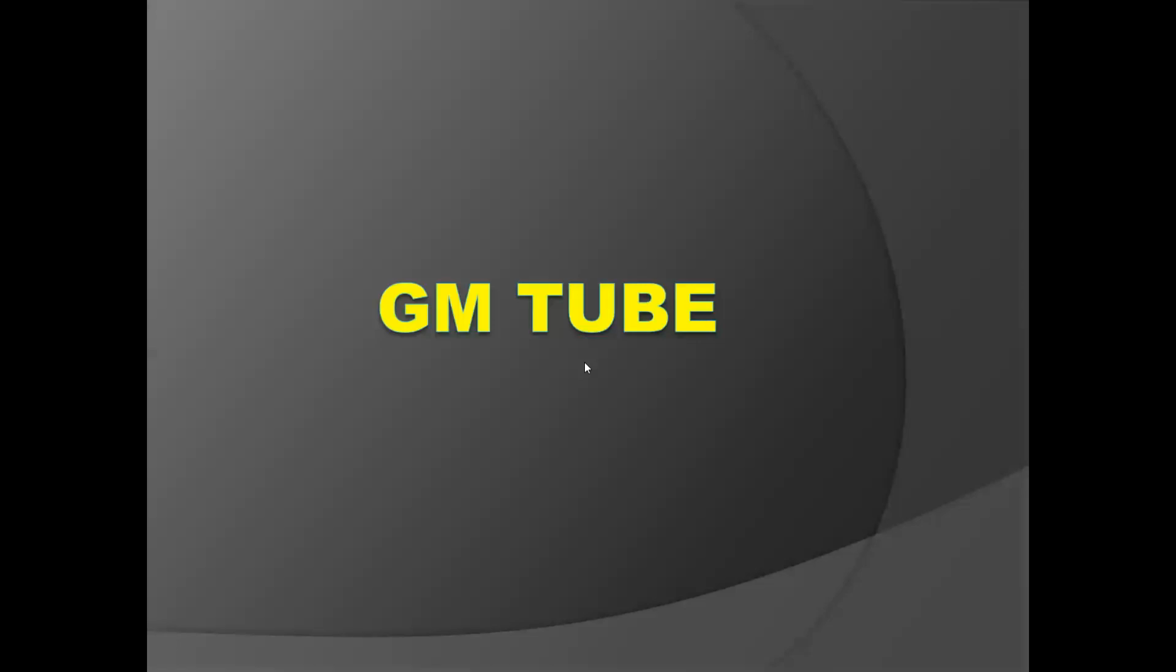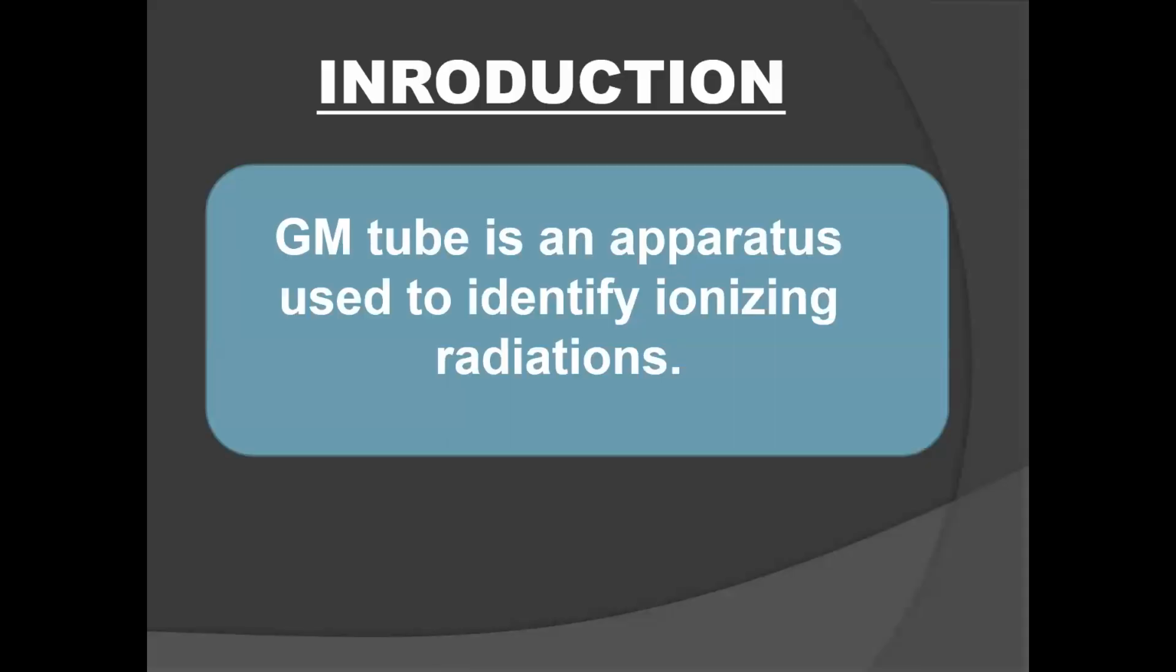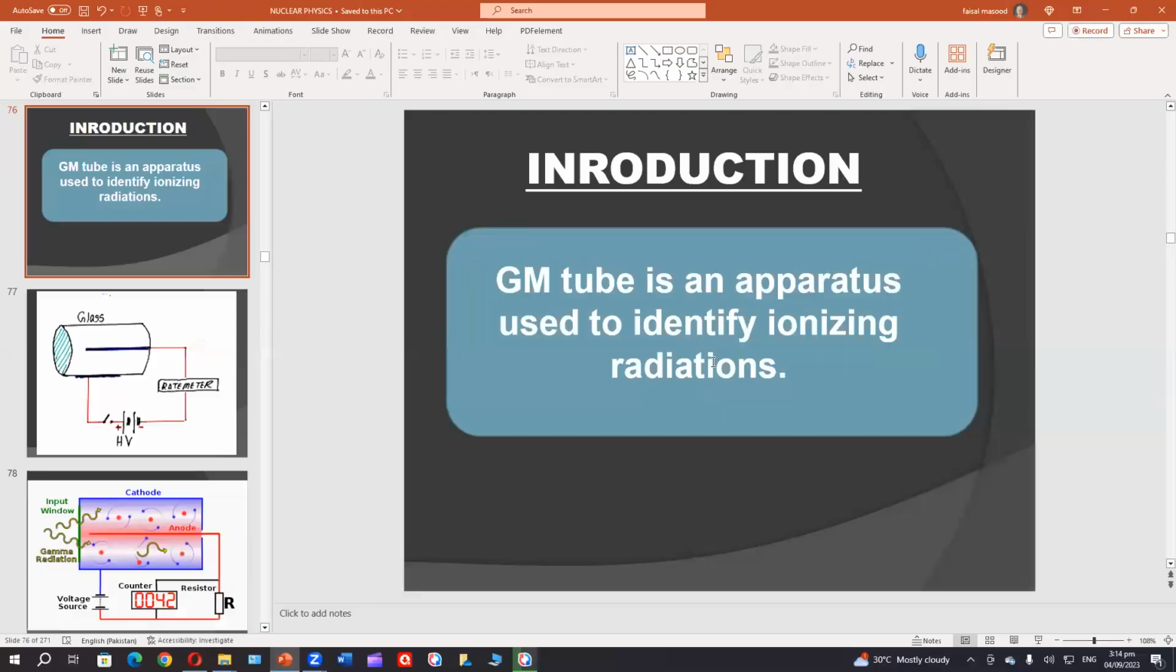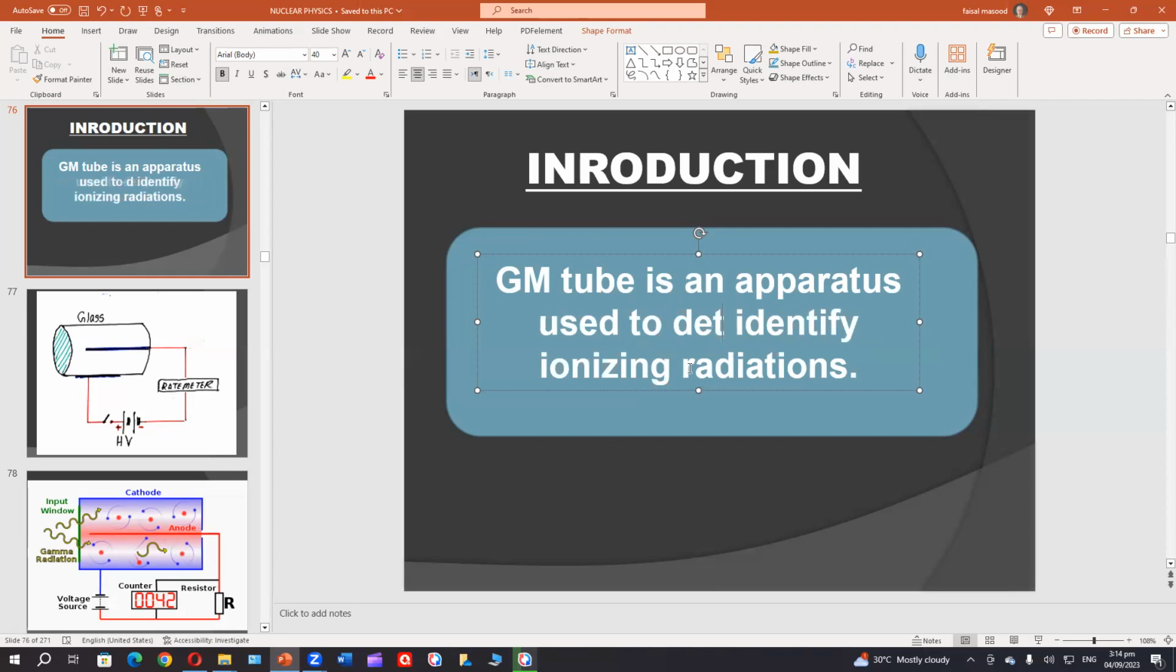Now look at GM tube again. GM tube is an apparatus used to intercept, identify, or detect ionizing radiations. Please update this definition. GM tube is an apparatus used to detect and identify ionizing radiations.